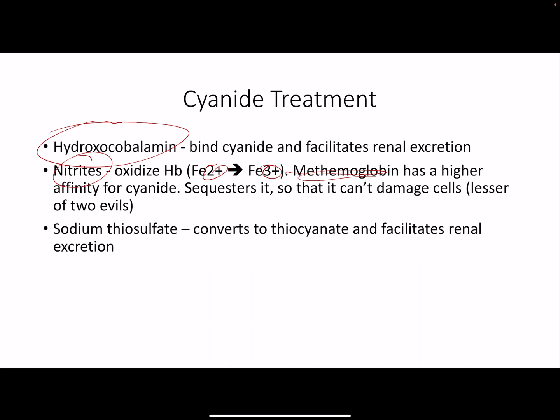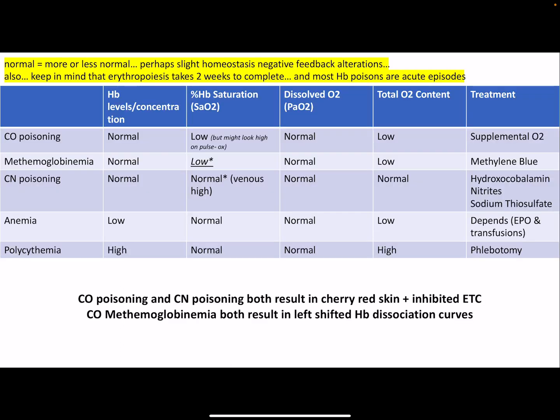So sequestering is sort of the lesser of two evils, and maybe we can slowly excrete it from our body over time. So this is a second treatment. Third treatment is kind of like the first one. Instead of binding, why don't you just convert cyanide to thiocyanate? Then it can be excreted out of the urine more easily.